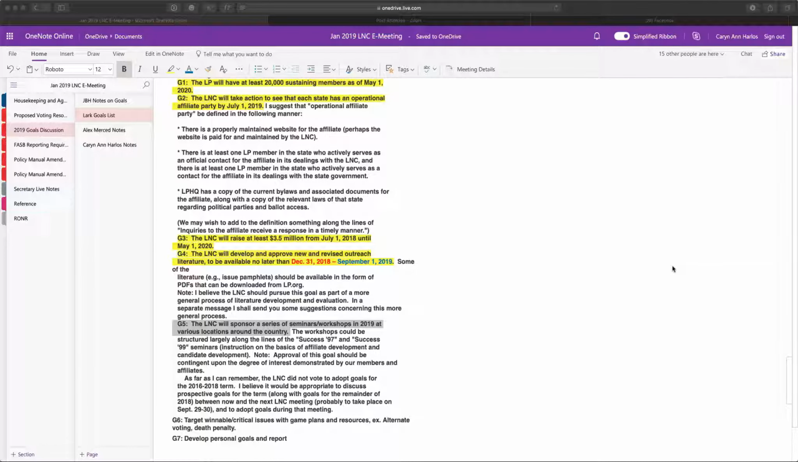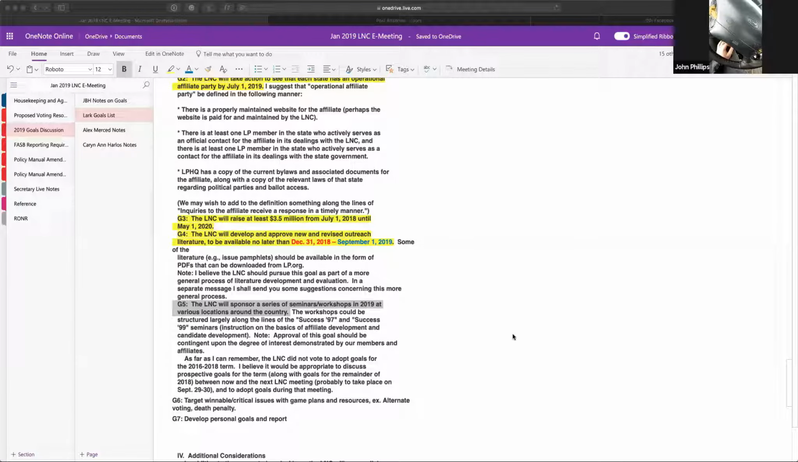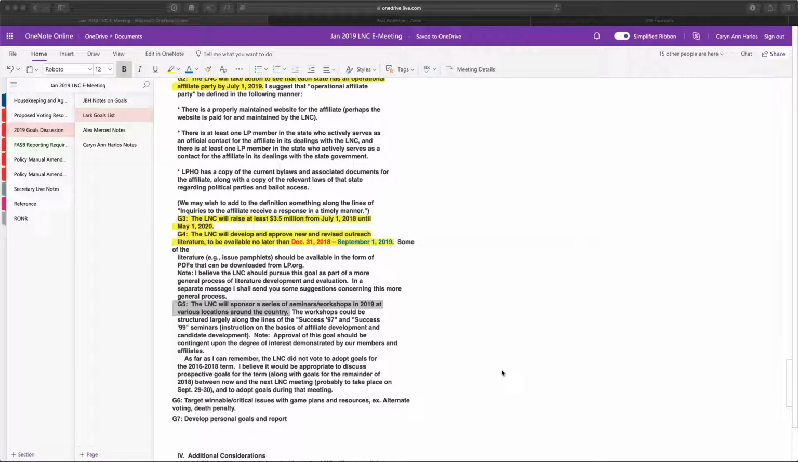Okay, Ms. Harlos. Yes, I would move to amend to add 2 additional goals. I put them on the screen. So a goal 6 would be to target winnable critical issues with a game plan and resources, with examples such as alternative voting or targeting the death penalty as a single issue. And for each LNC member to develop personal goals and report on them at each meeting.